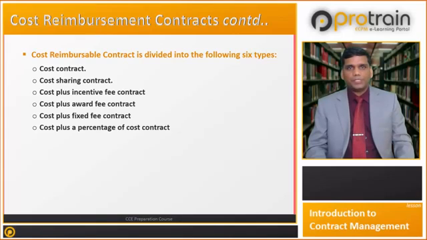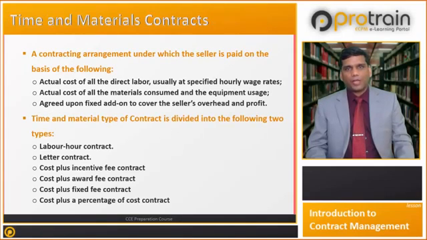Let us now discuss time and materials contracts. This is a contracting arrangement under which the seller is paid on the basis of the following: the actual cost of all the direct labor, usually at a specified hourly wage rate, shall be reimbursed to the contractor. The actual cost of all materials consumed and the equipment used shall be reimbursed to the contractor. It will be on the basis of an agreed upon fixed add-on to cover the seller's overhead and profit.